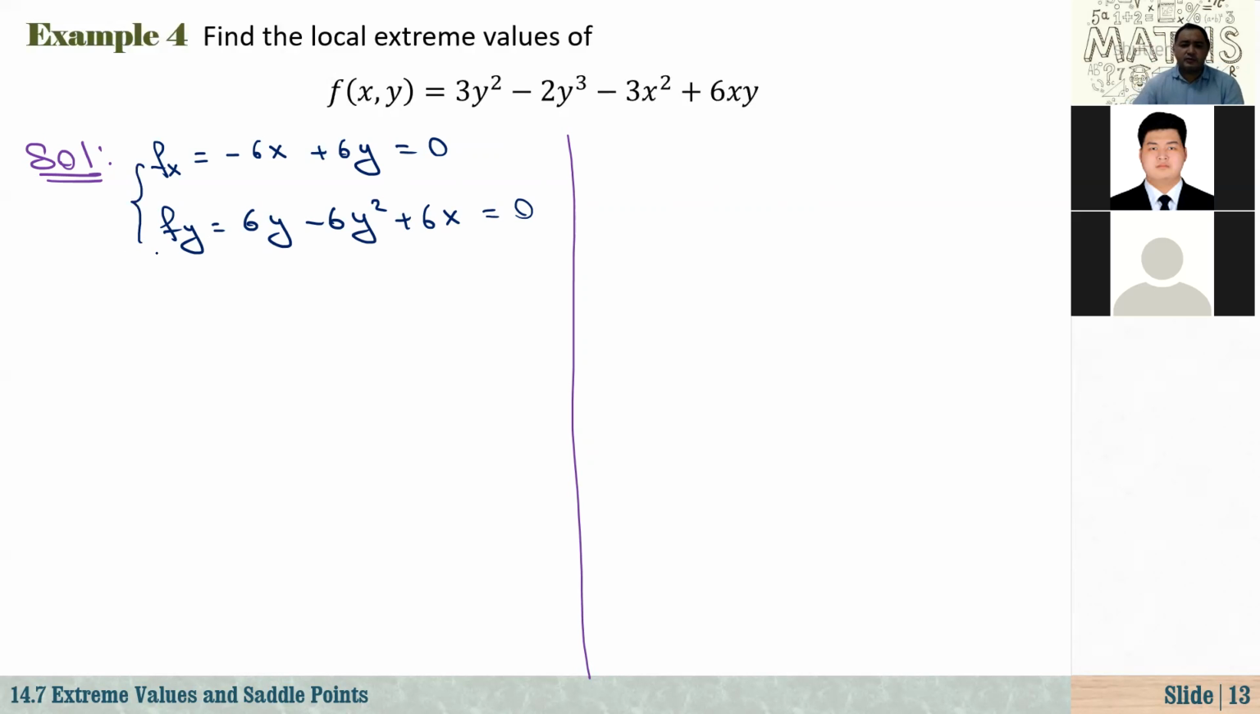So now we have to solve the system together. From the first one, -6x plus 6y equals 0, which gives us that y should be equal to x. So now if you substitute into the second equation, and also divide both sides by 6, it is 6y minus 6y squared plus 6x equals 0. That's correct. Divide both sides by 6 or -6. So here we have y squared minus y, and x is equal to y, is equal to 0.